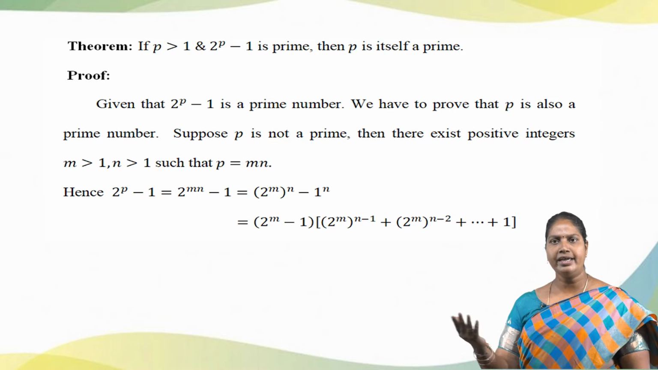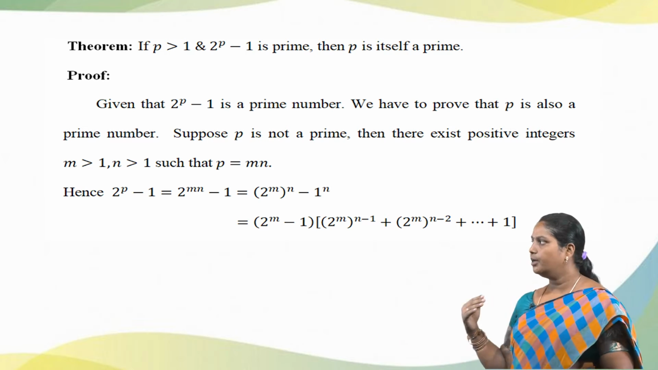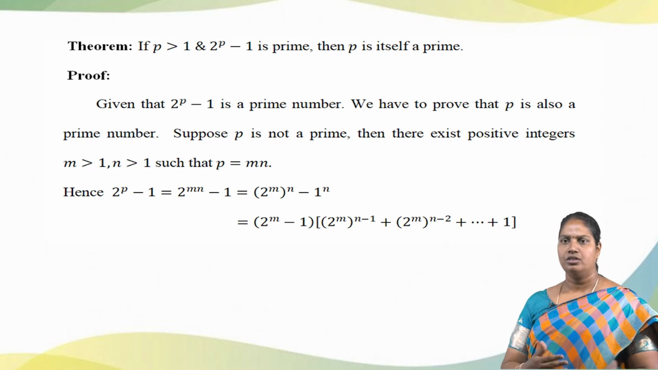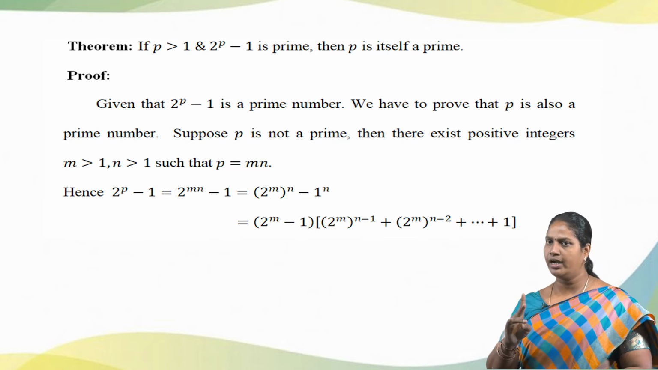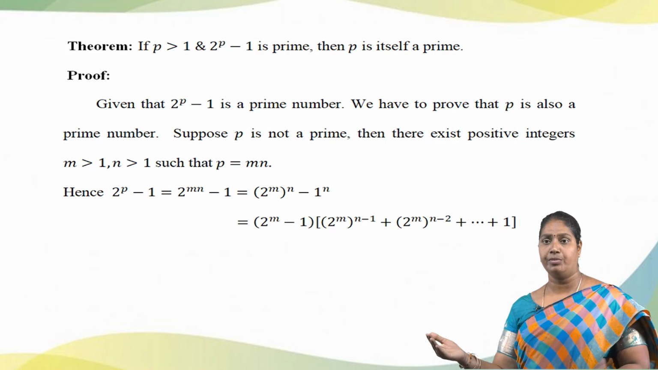That is, if p is greater than 1 and 2 power p minus 1 is prime, then p is itself a prime. Let me show the proof. We are given that 2 power p minus 1 is a prime number. Prime number means it has only two divisors, 1 and itself. Now we have to prove that p is also a prime number.